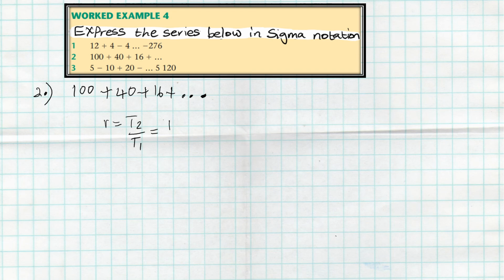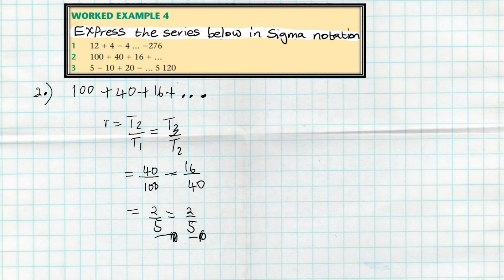Term 2 divided by term 1, and term 3 divided by term 2. If these two are not equal, then it's not geometric. So 40 divided by 100 is 2 over 5, and 16 divided by 40 is also 2 over 5. So this is a geometric series. But if you check this series, it's just being added and they put those 3 dots. We don't have the last term. No last term.